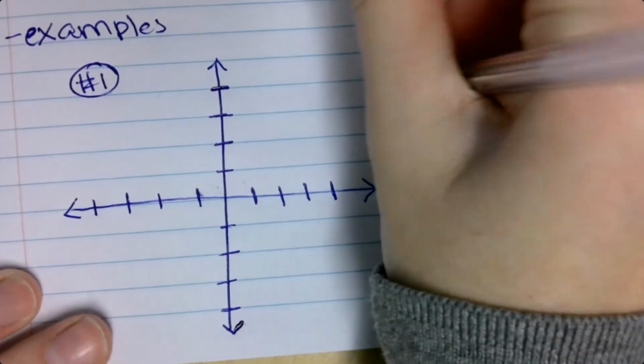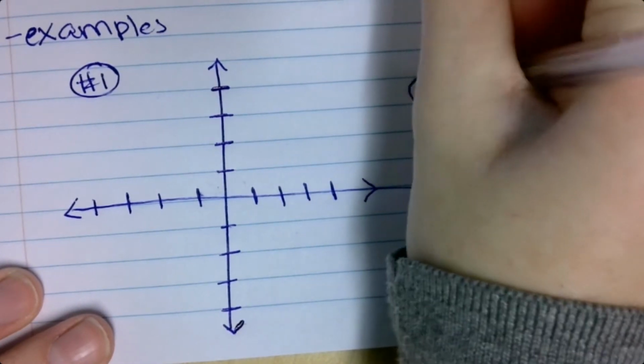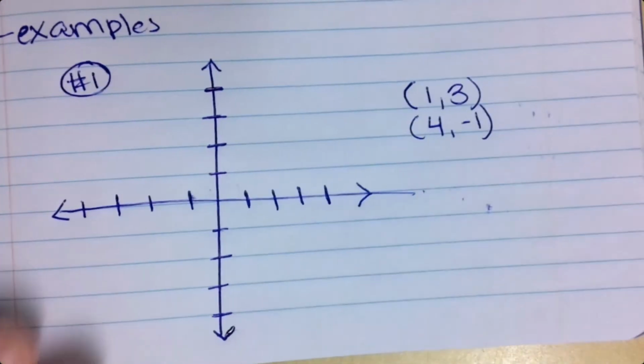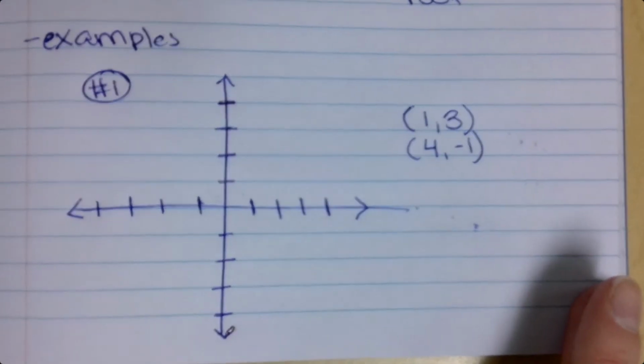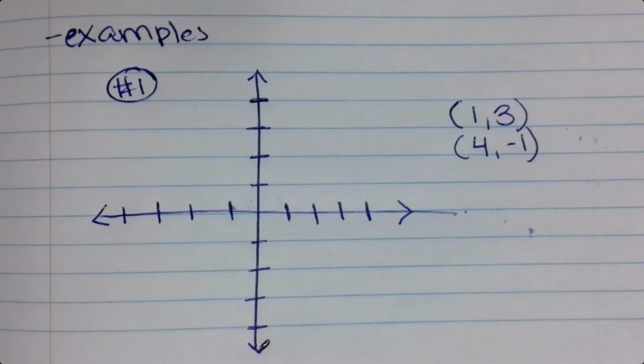All right, we are going to plot the points (1, 3) and the point (4, -1).